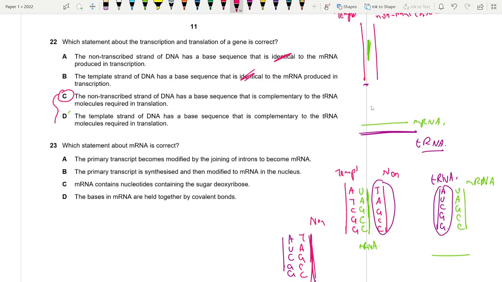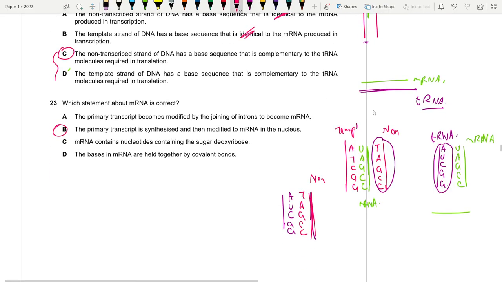Which statement about mRNA is correct? The primary transcript becomes modified by joining of introns. No, we get rid of introns. Splicing. The primary transcript is synthesized and then modified to mRNA in the nucleus. Right, splicing occurs in the nucleus. mRNA contains nucleotides containing the sugar. No, no. Ribose. The bases in mRNA are held together by covalent bonds. No.